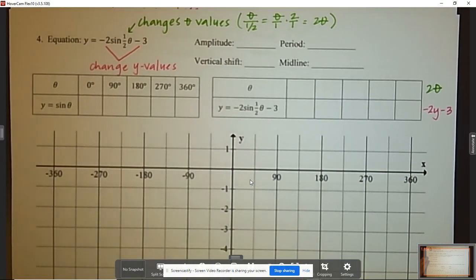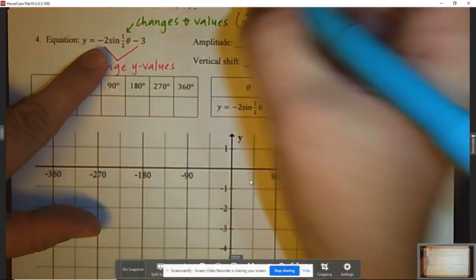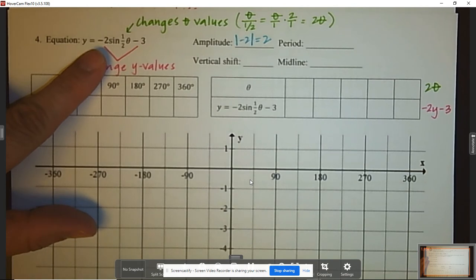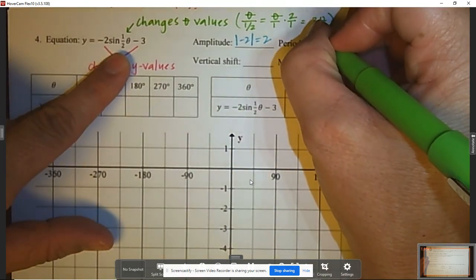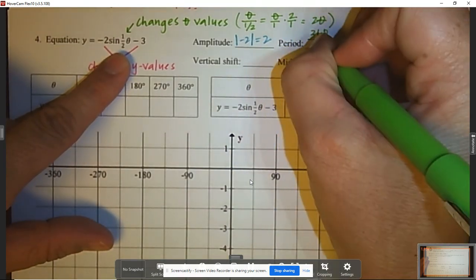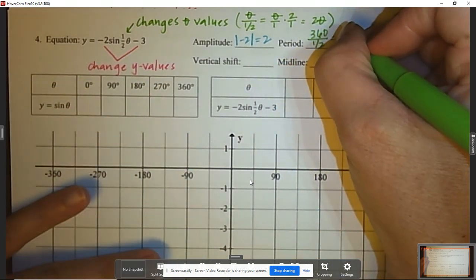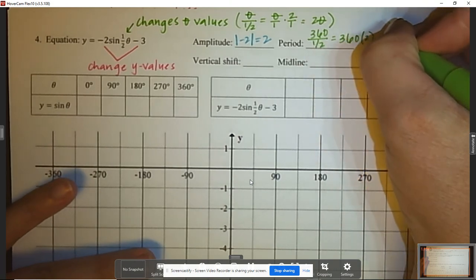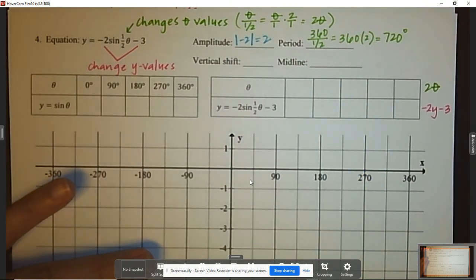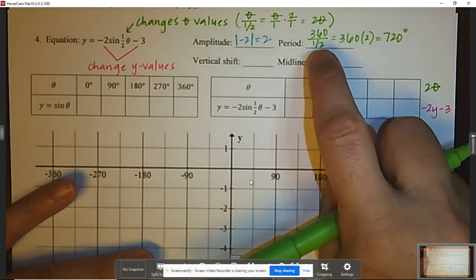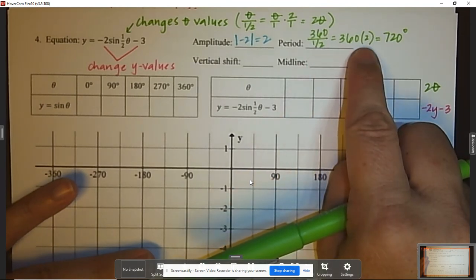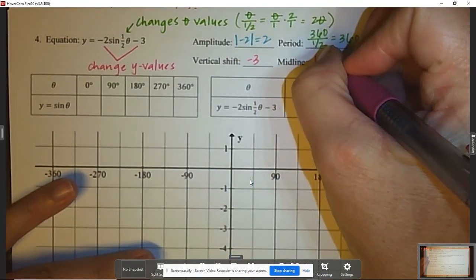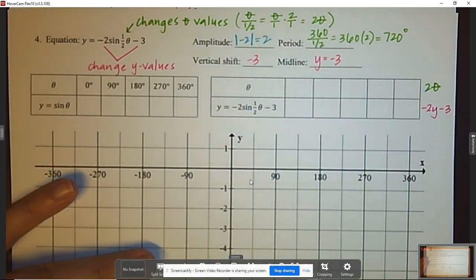So I am going to fill in these changes now. My amplitude is the absolute value of -2, which is 2. The period, I'm going to do the same thing. I would do 360 divided by 1/2. Well, that's yucky. So I'm going to take 360 and I'm going to multiply by 2. So the period is 720 degrees. So one more time, dividing by a half is the same as multiplying by 2. Your vertical shift is down 3. So your midline is y equals -3.